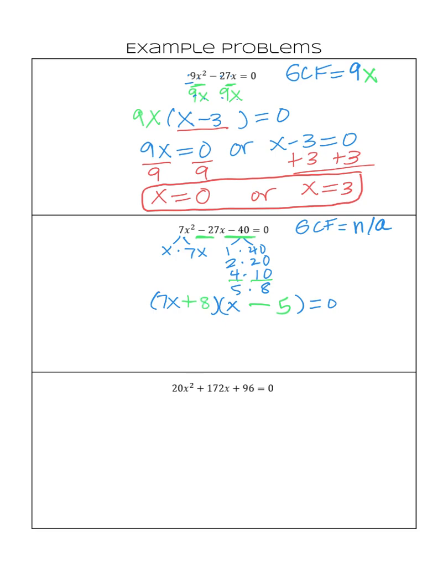And so now I'm just going to go ahead and verify. 7x times negative 5 is negative 35x. And 8 times x is 8x. Negative 35 plus 8 equals negative 27x. Whew, all right. We got it right. We factored correctly, because our check works out. I'm now going to go ahead and apply the zero product property to both of our factors.